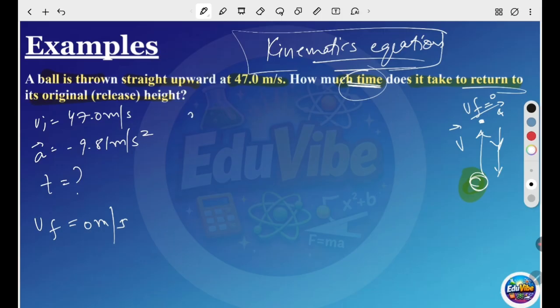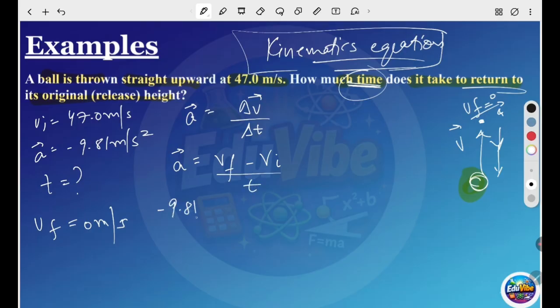Now we have to find the time. We know that acceleration is delta v upon delta t, which is final velocity minus initial velocity upon time taken. The acceleration is minus 9.8 meters per second squared, the final velocity is 0, minus the initial velocity, which goes upwards so is positive, 47.0 meters per second.